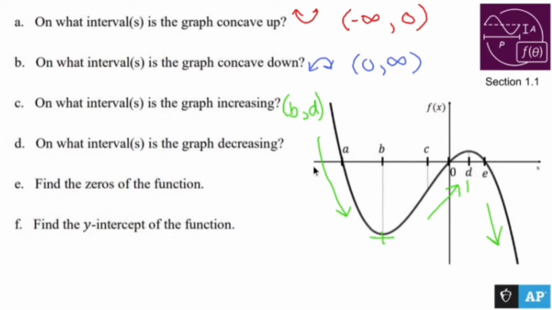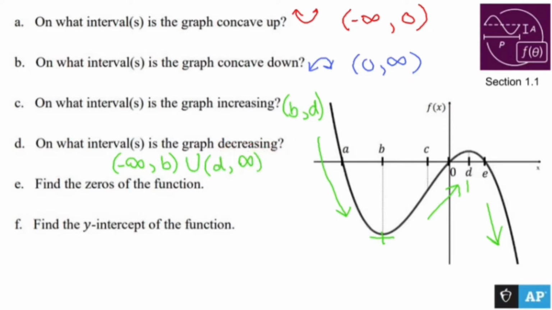On what intervals is the graph decreasing? Well, we already answered that. From negative infinity to B, and then increasing, and then from D to positive infinity. Now we're not going to include those endpoints, but since there's two intervals, we say negative infinity to B, don't include it. This means union. That's when you have more than one interval. And then it's also decreasing from D to positive infinity.